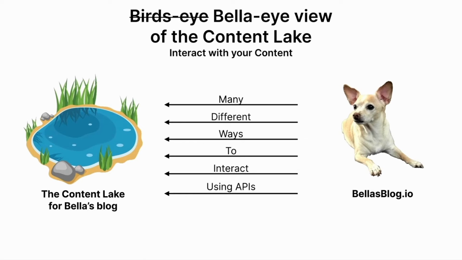So let's dive a little bit deeper, pun intended, into the content lake, but not too deep. Let's do a bird's eye view, but let's do a Bella's eye view of the content lake. And let's talk about what the content lake solves for us. So there are many different ways to interact with your content, and that's all using different APIs that are already set up when you use Sanity. Now, if we look at bellasblog.io, there are different needs and ways that Bella would like to interact with her content. And all of that has already been set up. And we'll take a look at all those APIs in just a moment.